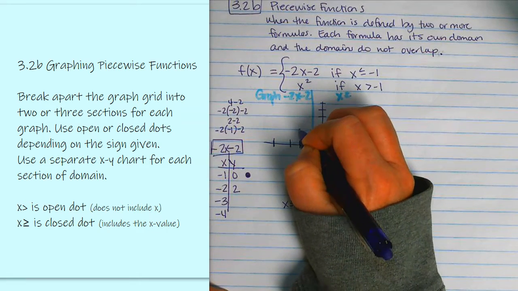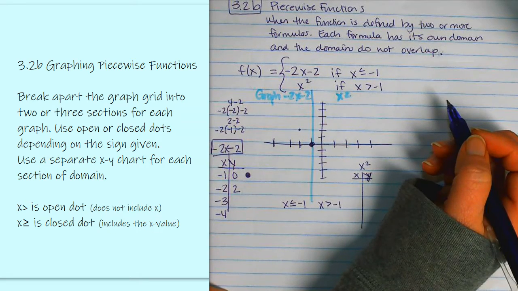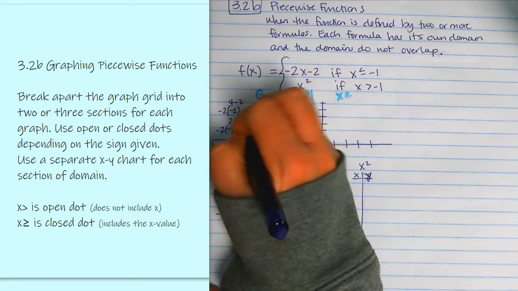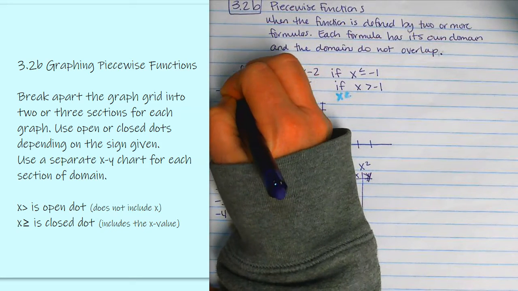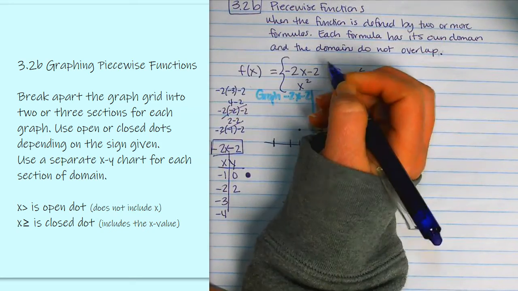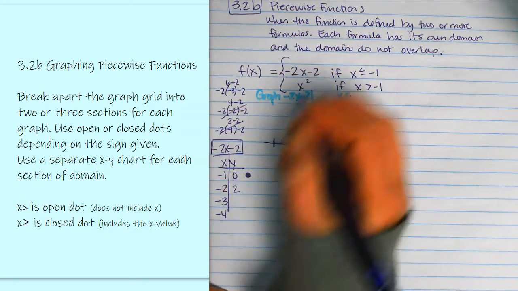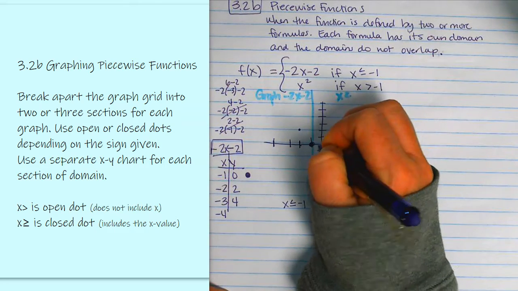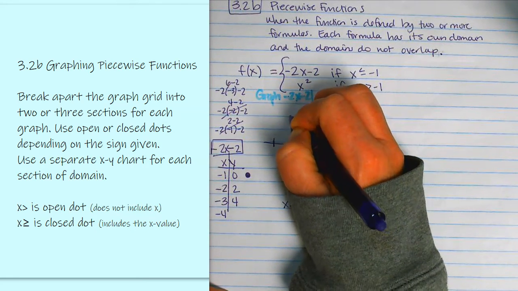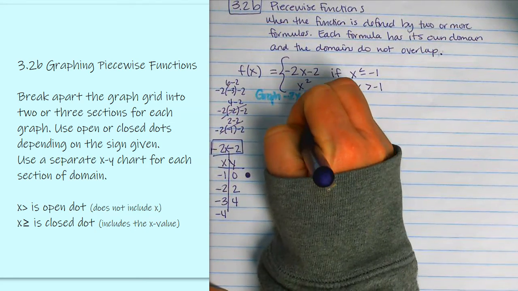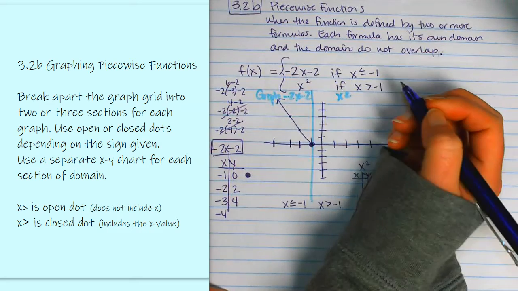-2 up 2 is here. At -3, I've got -2 times -3 minus 2. That's 6 minus 2, which is 4. So -3 is up 4. And I can see my line now, so I'm going to go ahead and graph that line.